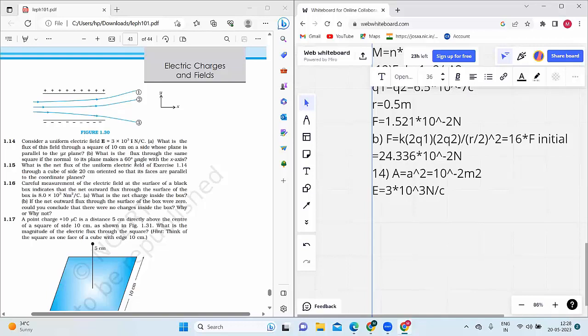So as you know, the flux phi equal to E bar dot dA bar. Here the electric field is perpendicular to the surface, so the angle between the normal and the electric field is 0. So the flux linked with the surface will be E into A, equal to 30 Newton meters square per coulomb.